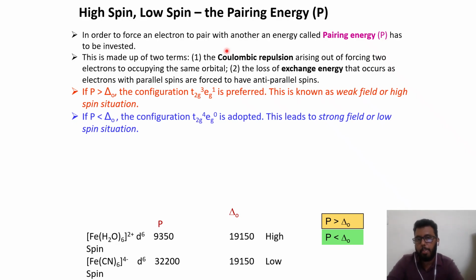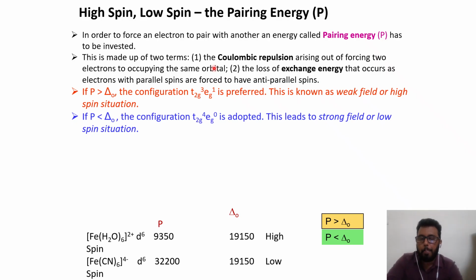So Coulombic repulsion arising out of forces between these two electrons trying to occupy the same orbital. This is the first situation. So once it is trying to occupy the same orbital, what will happen? The loss of exchange energy will occur. Why? To cancel out the spins.